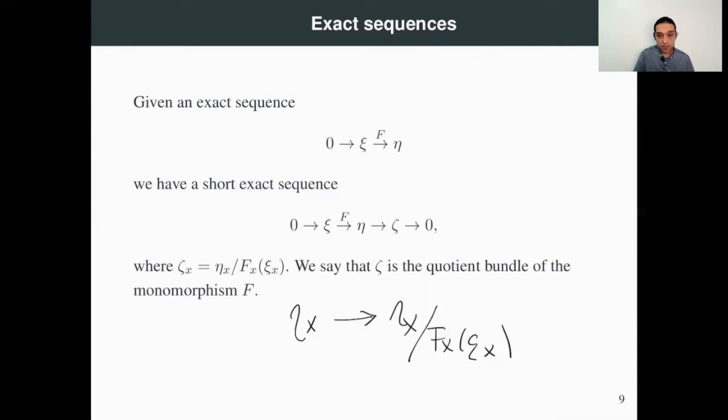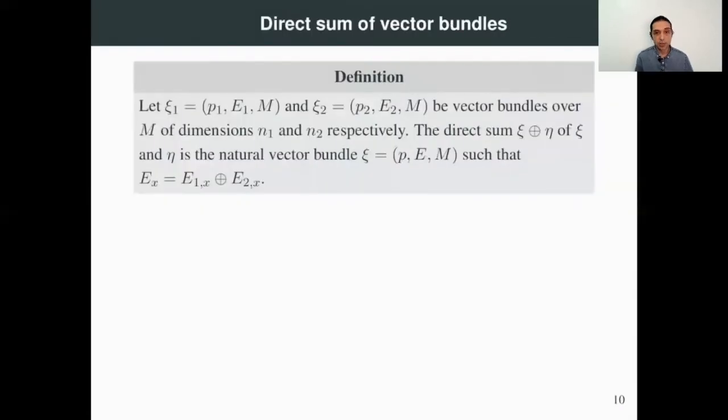So what remains to prove actually is that the kernel of this map, which is going to be the image by fx of psi x, is actually the image of this map, and that's obvious. So in this way, we can associate to a monomorphism a short exact sequence. Okay, let us consider now a new construction, which is the direct sum of vector bundles.